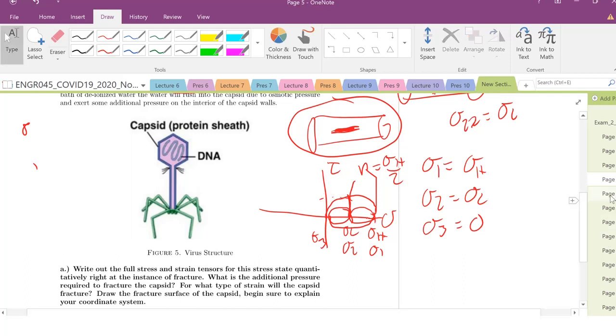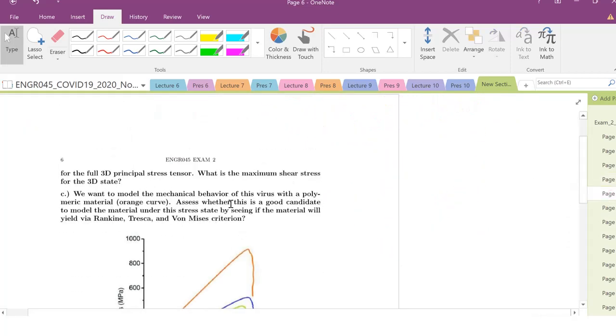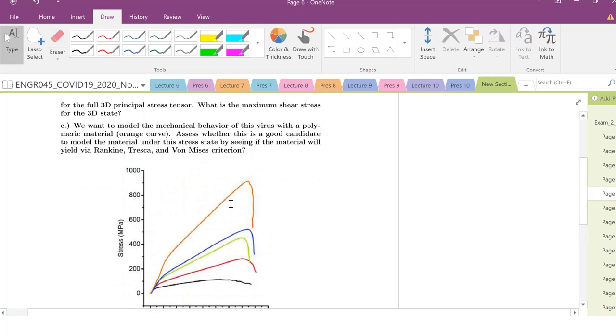We have answered, let's see, always lots of questions in my questions, sub-questions and sub-questions. Fantastic. So now it says we want to model the mechanical behavior of this virus with a polymeric material on the orange curve here. Assess whether this is a good candidate to model the material under this stress state by seeing if the material will yield via Rankine or von Mises criteria.